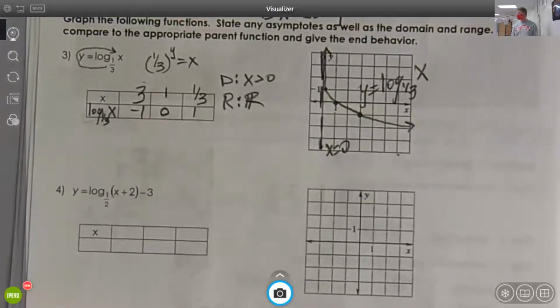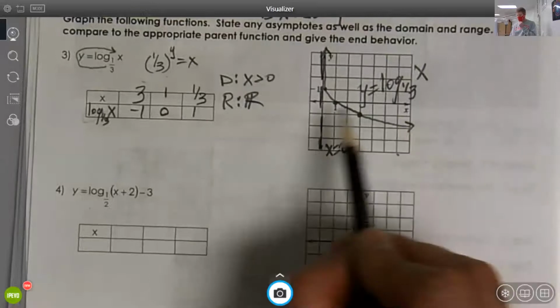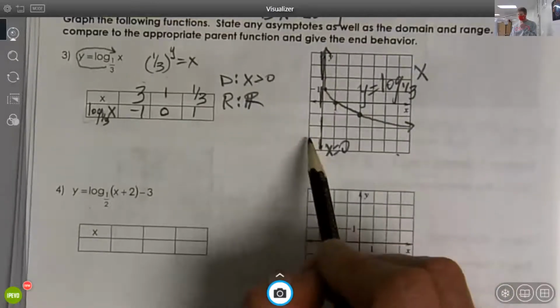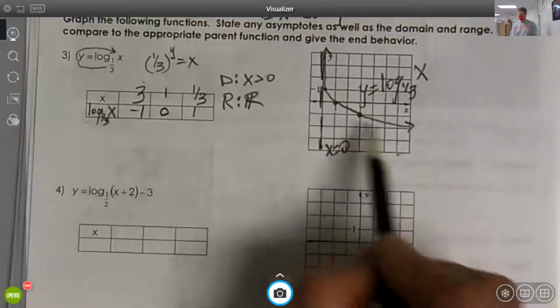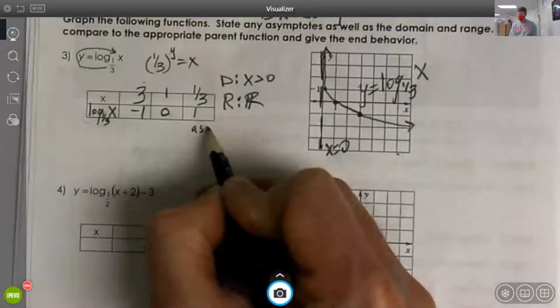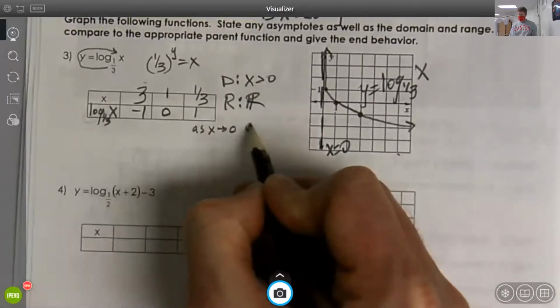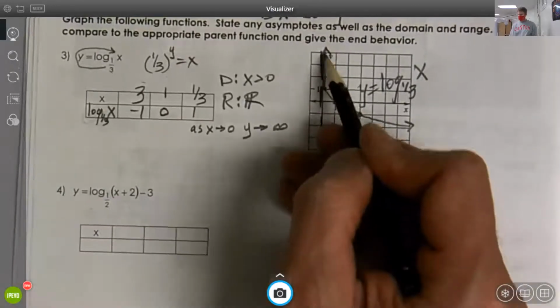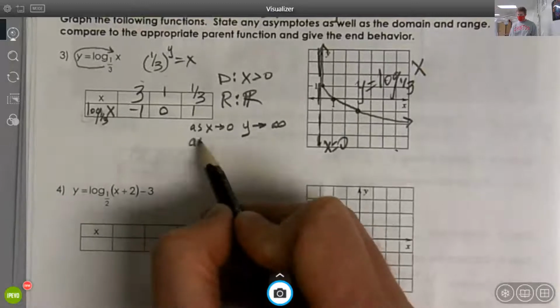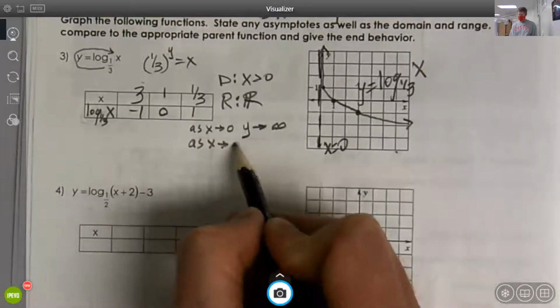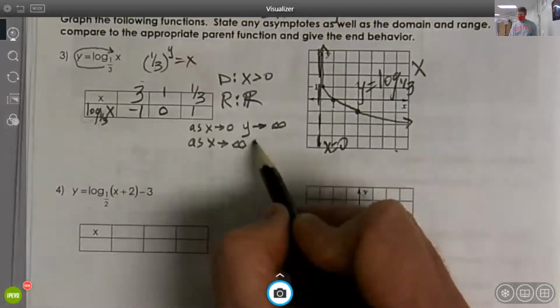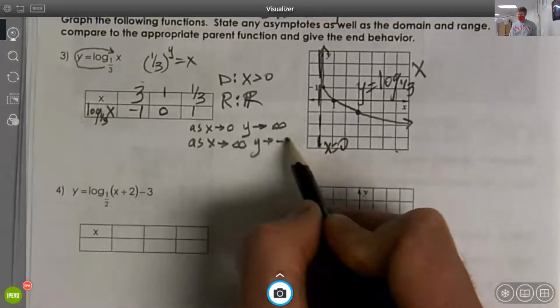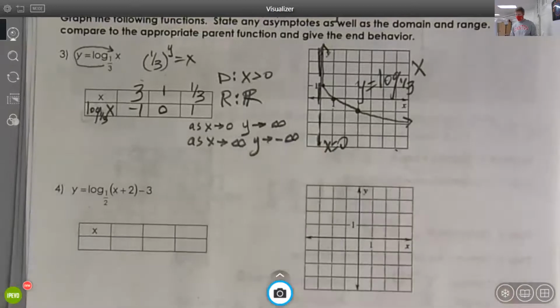We have no comparison. And the end behavior: as we approach 0, the graph is going up. As we move to the right, the graph is going down. The further we go to the left, the higher the graph is going. The further we go to the right, the more the graph is going downwards.